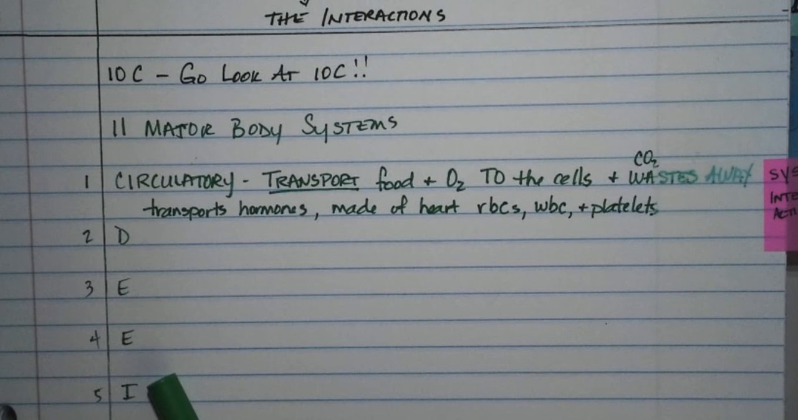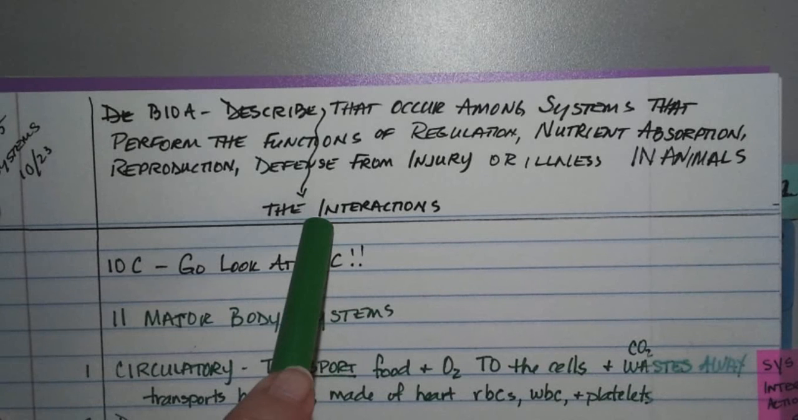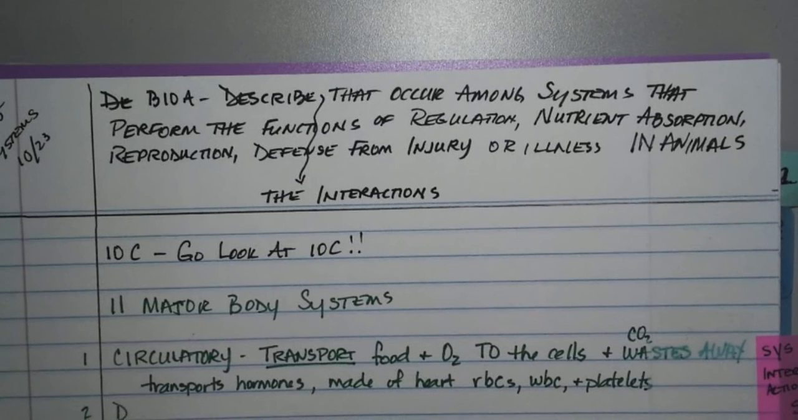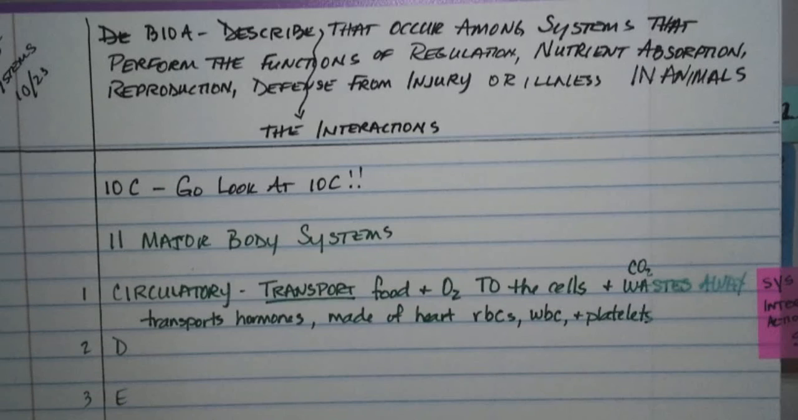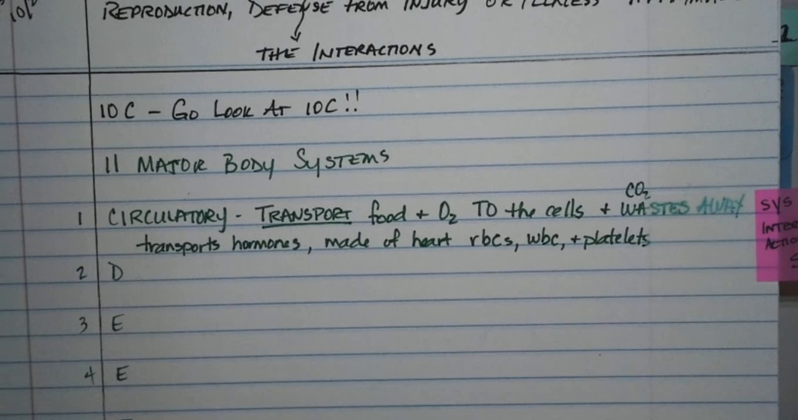So you have these interactions that occur, and that's exactly what this TEK is talking about. It wants to know about the interactions. It doesn't want you to list off everything that everything does. It doesn't want you to list off all the parts. It wants you to talk about how these things interact. So in this first piece, we're going to talk about, in general, what they are, and then we'll move on from there. The circulatory system is going to transport food and water to the cells, waste products away.